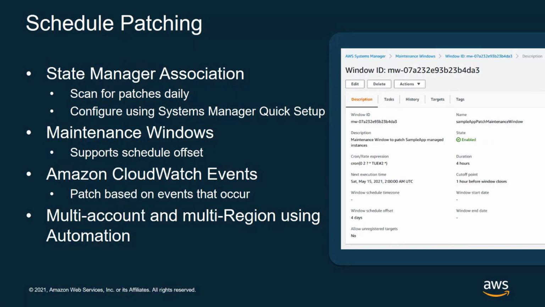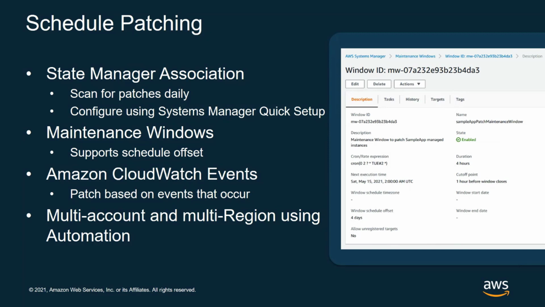However, one benefit of using maintenance windows is that they provide a schedule offset parameter value. For example, on the right-hand side in the screenshot, you can see the maintenance window is configured with a cron expression to run at 2 a.m. UTC on the second Tuesday of the month. And there is also a schedule offset value of 4 days. This means that the maintenance window will actually run on the Saturday following the second Tuesday of the month.